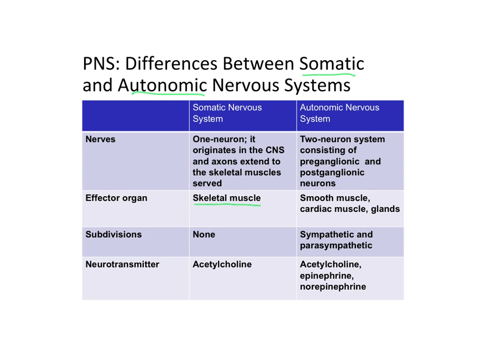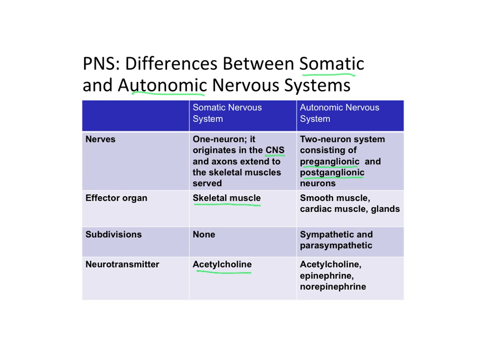These are a 1-neuron system, and they originate in the central nervous system, and then the axon extends to the muscle that is served. There's no subdivisions, and the neurotransmitter used to send messages from the nervous system to skeletal muscle is acetylcholine. The autonomic nervous system is composed of 2 neurons, and so you have a preganglionic nerve and a postganglionic neuron that are part of the pathway.